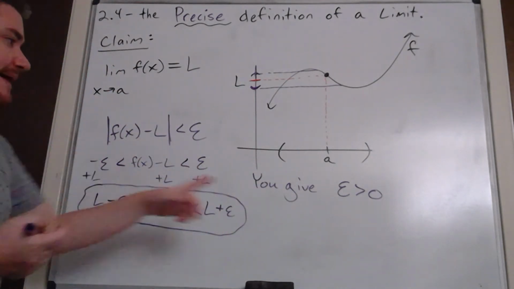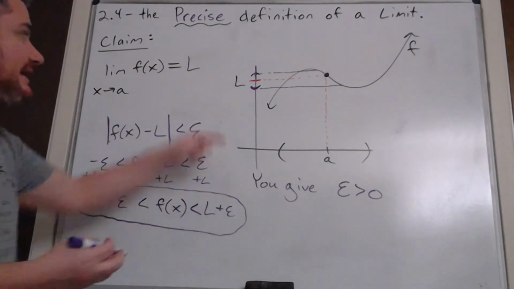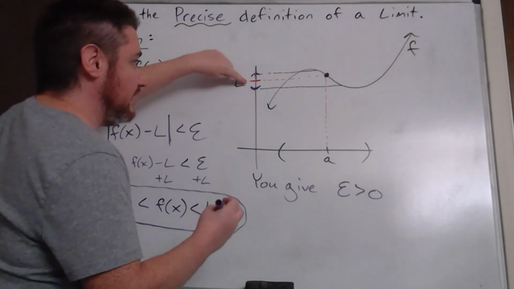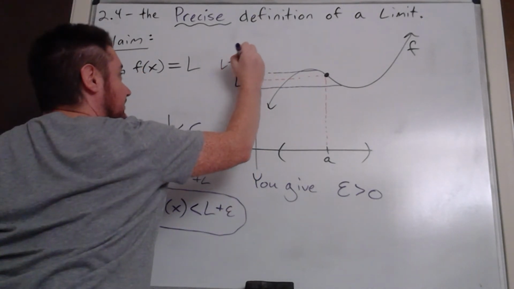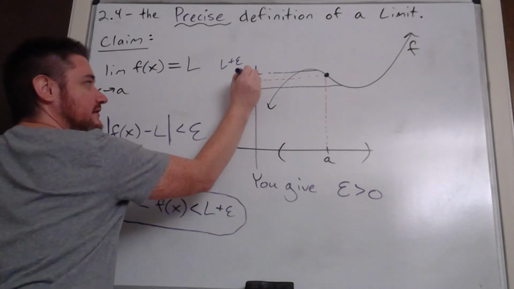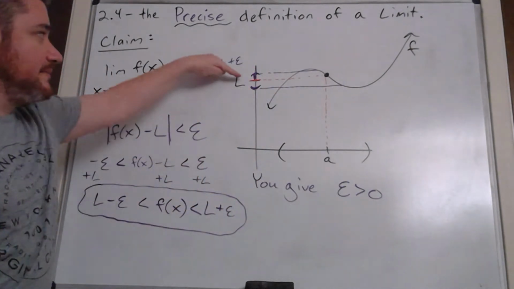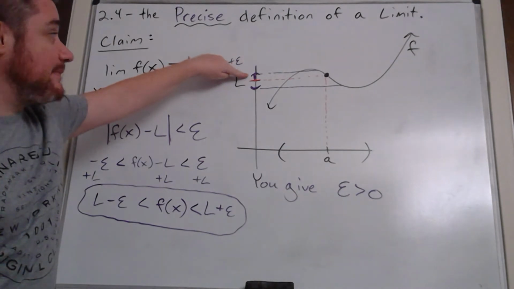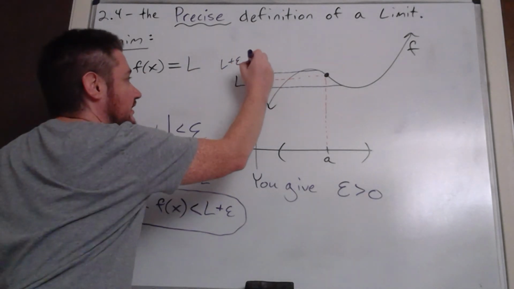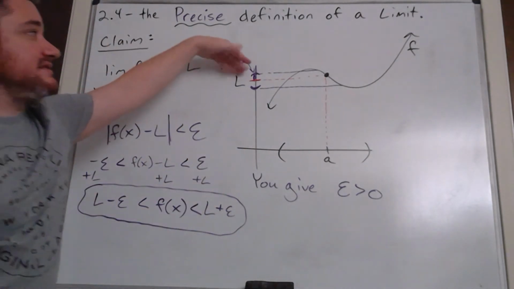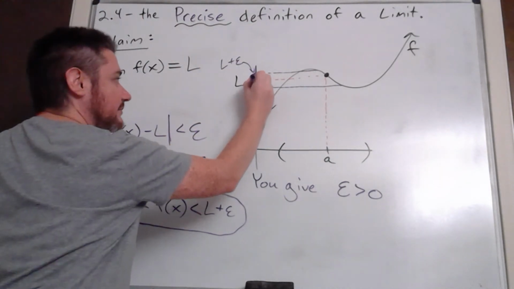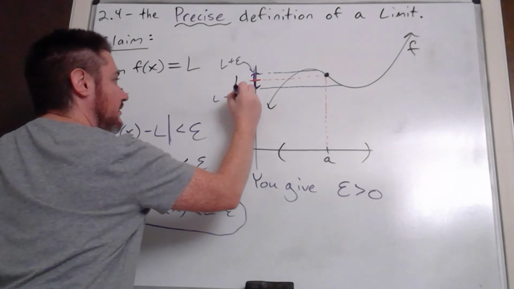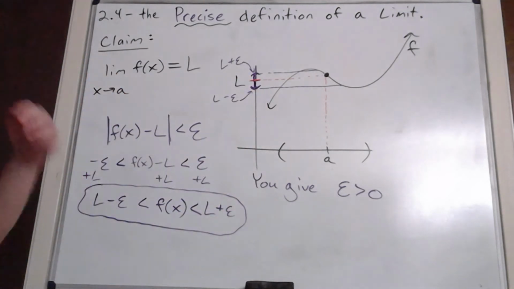Remember, epsilon's a small little number. So L plus epsilon, if this red dot is L, then up a little above it is L plus that little amount. In other words, that little distance between the red dot and that little purple cap up there is epsilon. So the top of this dotted line has a height of L plus epsilon, and this one is L minus epsilon.